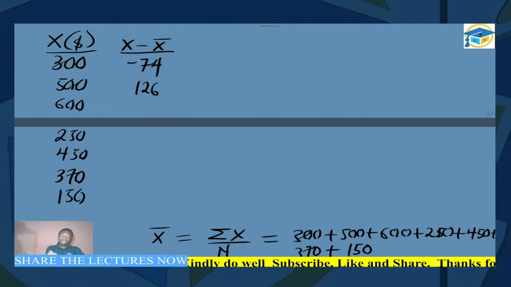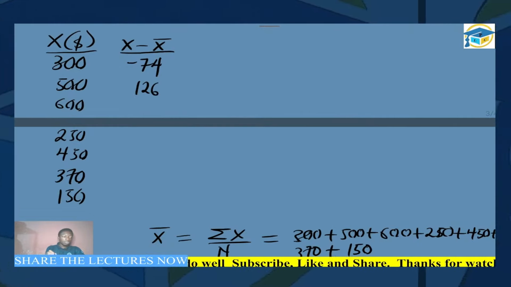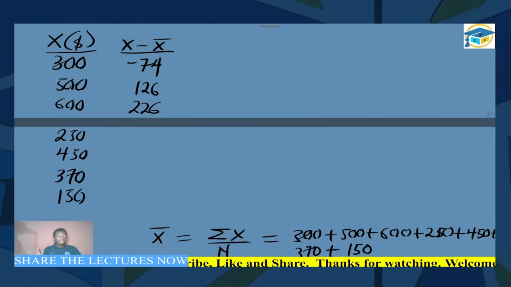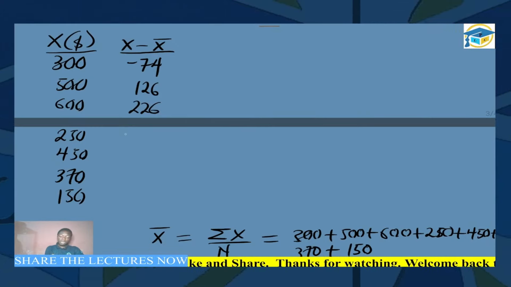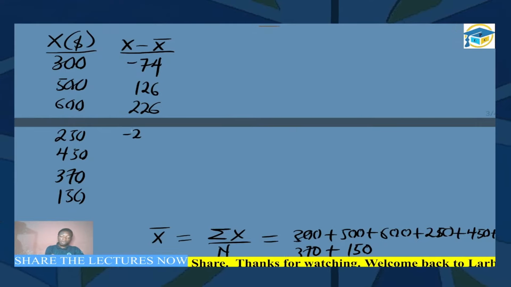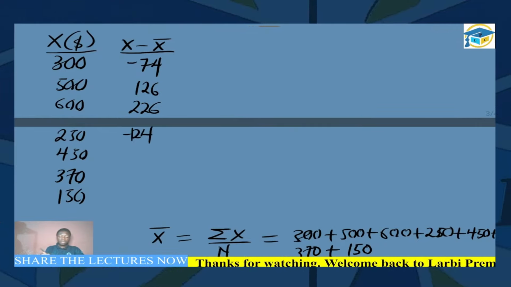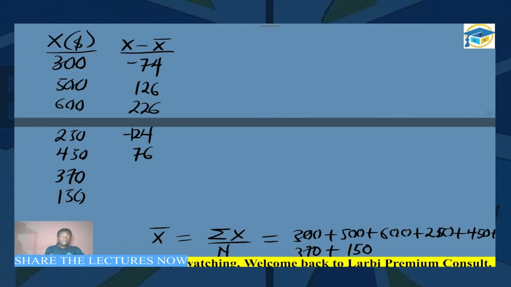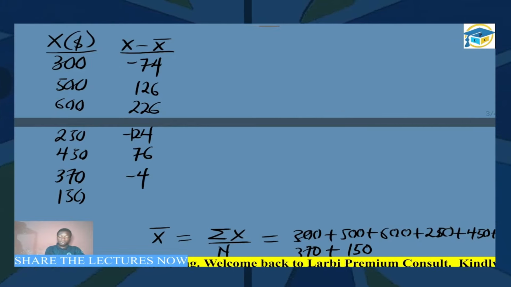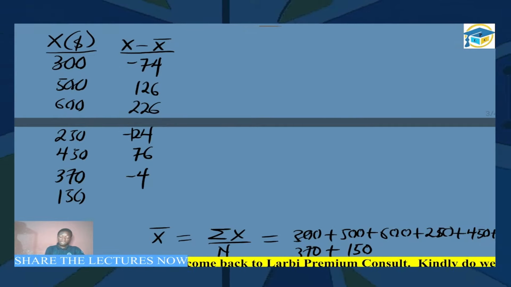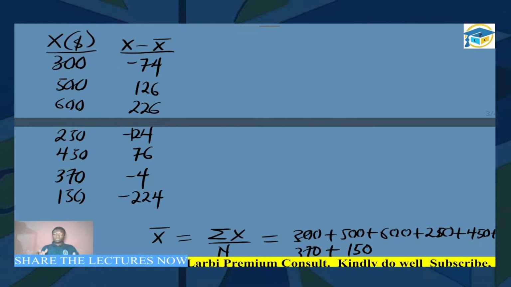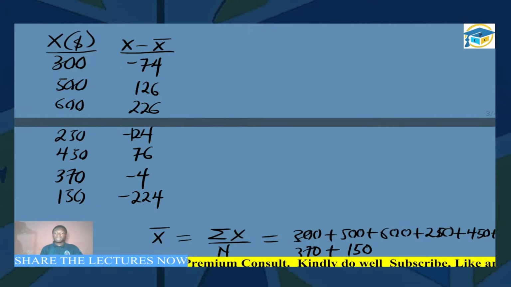positive 126. When I do the same with 600, I'm supposed to get 226. And for 250, I'm supposed to get negative 124. Then 450, I'm getting 76. 370, I'm getting negative 4. And then 150, I'm getting negative 224. So these are the deviations. So you subtract the mean from the x values in that line.